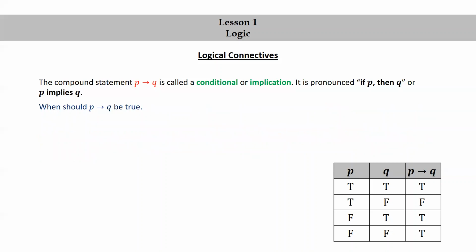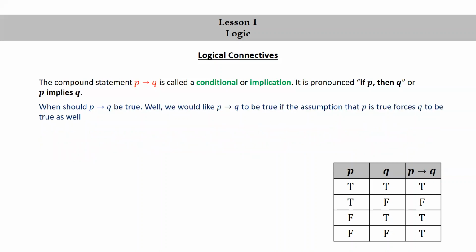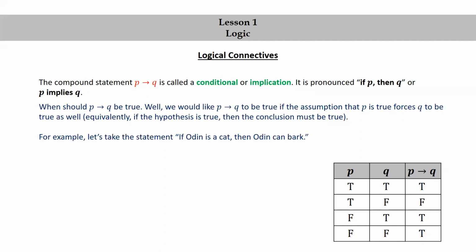When should P implies Q be true? Well, we would like P implies Q to be true if the assumption that P is true forces Q to be true as well. Equivalently, if the hypothesis is true, then the conclusion must be true. For example, let's take the statement, "If Odin is a cat, then Odin can bark."